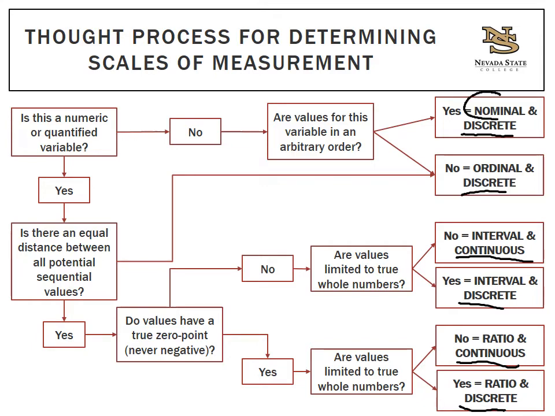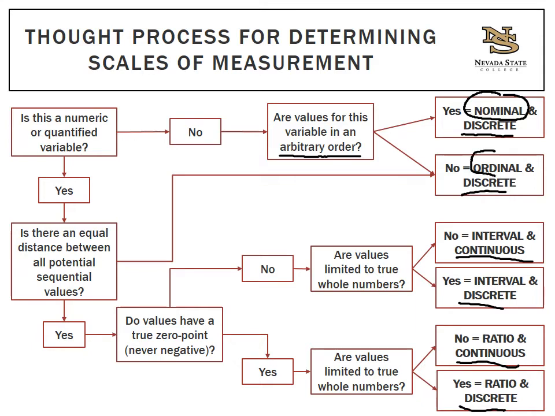Nominal is something that's categorical. Values are placed in an arbitrary order. There's no true order about it. If we were looking at hair color or ethnicity or sex, those are all things that aren't numeric at all. And if you tried to place categories in order, it wouldn't be meaningful. It wouldn't be based on quantity or numeric order.